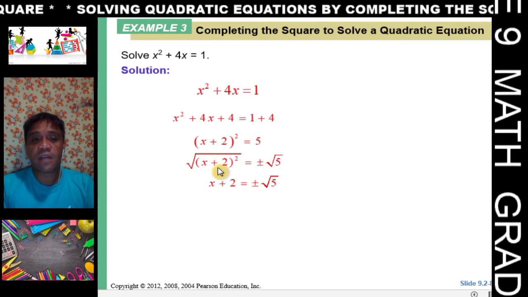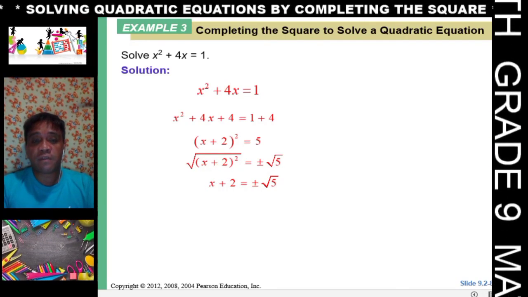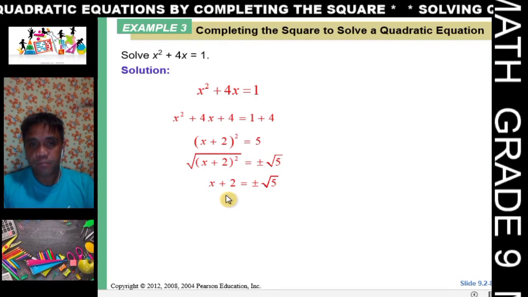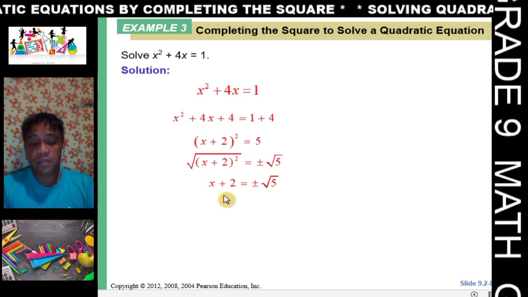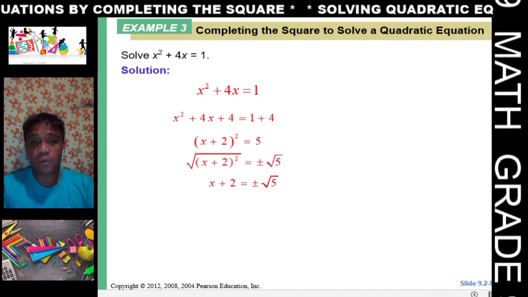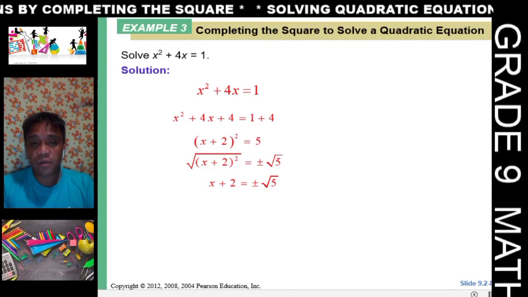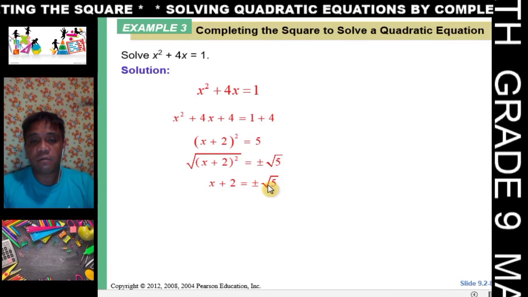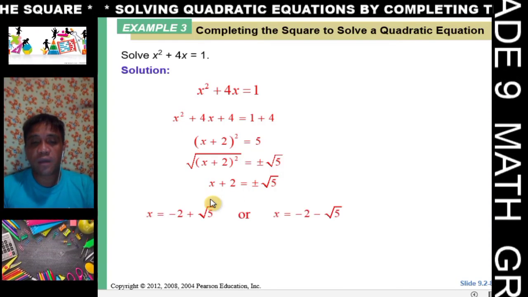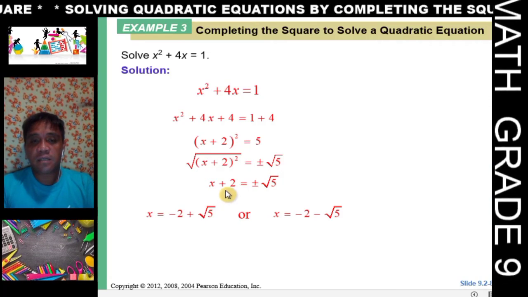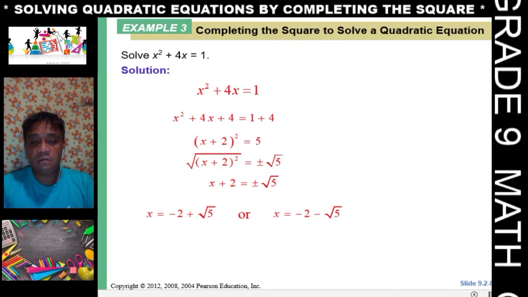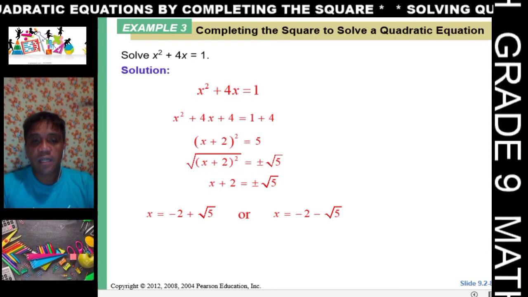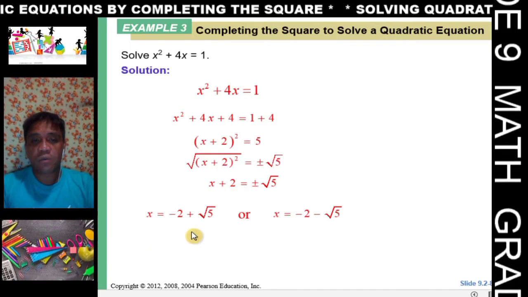Since on the left side of the equation this is a perfect square, the square root of a perfect square is the base that we have. So the base that we have is x plus 2, so that is why x plus 2 is the value of the square root of the square of a certain number. Then on the other side we have plus minus the square root of 5. To solve for x, we have to make this plus 2 a zero, so add both sides by negative 2. So that is why negative 2 plus square root of 5.